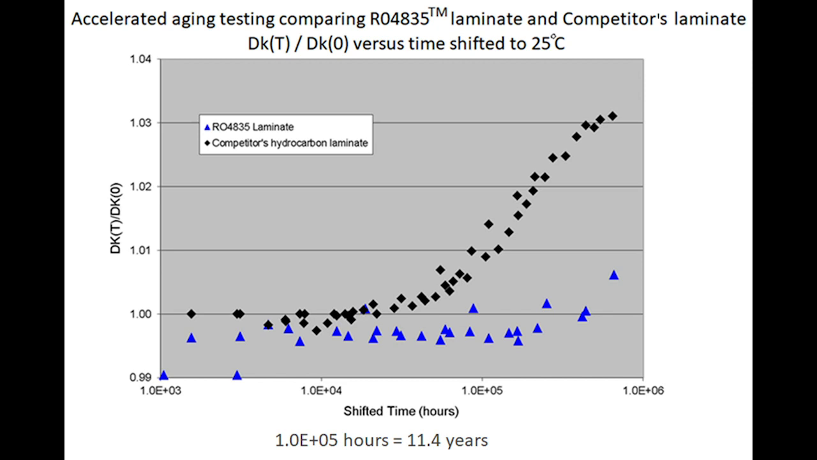Now looking at a competitor material, this is also a hydrocarbon laminate similar to RO4835 in some regards, but obviously when it comes to aging and thermal aging, it's not performing quite as well as our material. So thermoset materials can age differently, and in this case the 4835 is showing a material that's formulated to be optimal with these long-term conditions.